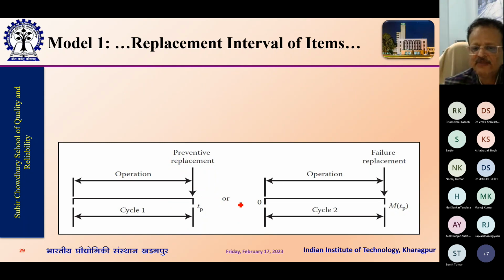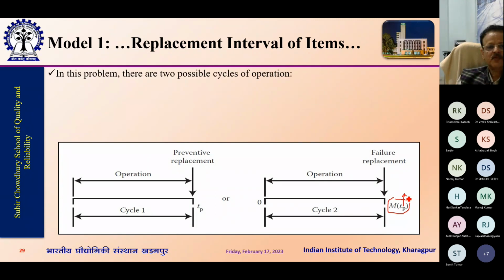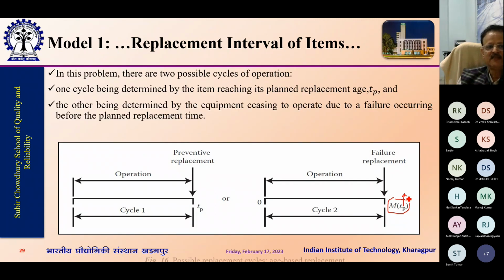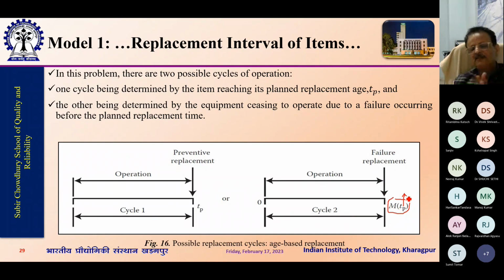A bad cycle is one in which the failure occurs on or before the replacement interval. Here you have already seen the mean time to failure when the item is to be replaced at each TP. This is the use of that mean time to failure once the item is undergoing both corrective and preventive replacement, as shown in this figure. Now these are to be modeled in terms of mathematics.